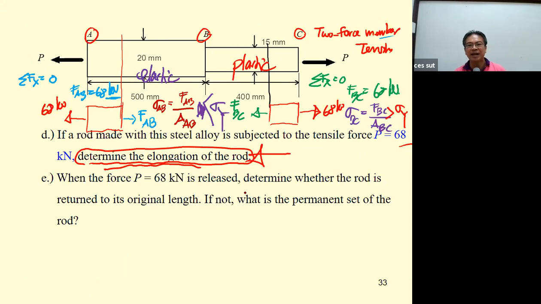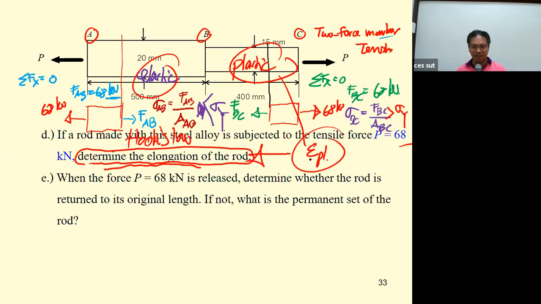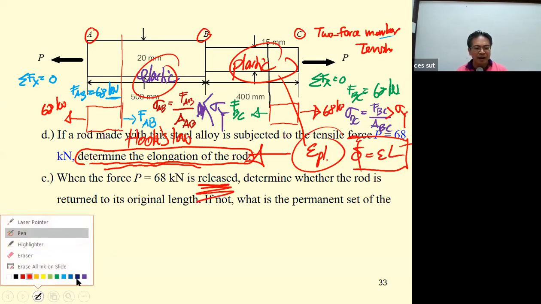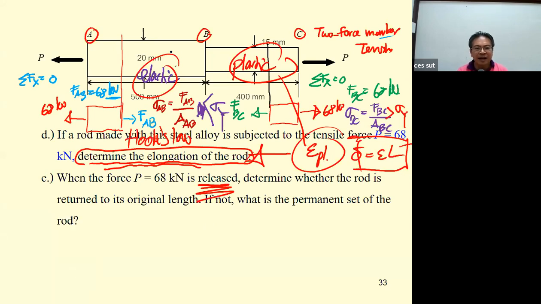So when you determine the elongation, one is elastic. You use what's so-called Hooke's law. But for the plastic region, you cannot use Hooke's law. You have to find the plastic strain from the stress strain diagram. And then from the strain, you may find the elongation by this equation. You can determine this. And later, you release the force. When you release the force, the structure that is inelastic will recover to its original length of 500 millimeter.